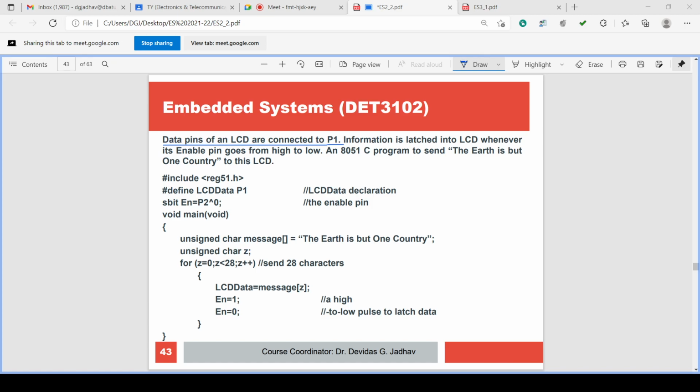So 8-bit connections 0 to 7 are there, 8 pins are there. So the LCD module is having 8 data pins, then the enable pin is there, the read write pin is there, the reset pin is there, the contrast pin is there. So LCD contrast can be adjusted.